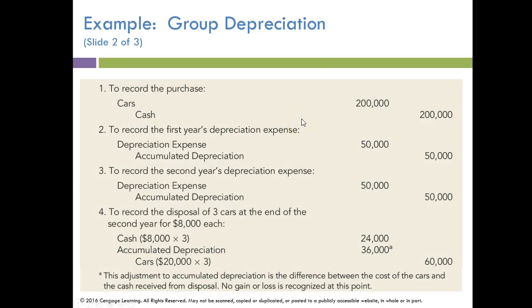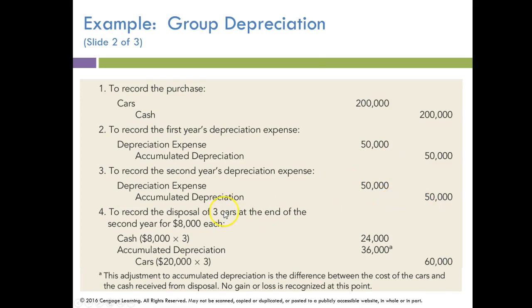Our journal entries that we're going to use for this analysis will be a debit to cars, obviously, and we're not going to list each car as the Mazda or the Sentra or whatever. We'll just have cars, and then we've got the credit to cash, because apparently we're paying cash for these. Must be nice. Anyway, then we record our first year's depreciation and second.